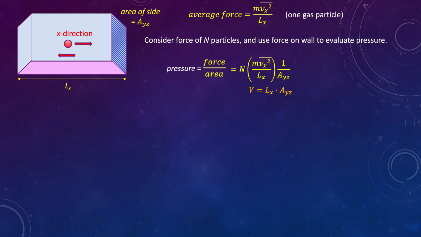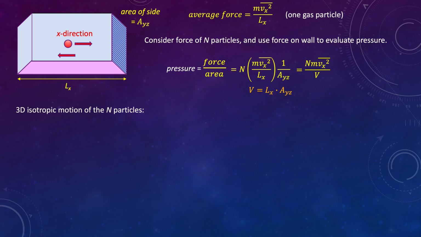Now, I'll notice that here, the length of the box in the x direction times the area of the box in the y and z directions is simply the volume of the box. So rather than deal with particular dimensions here, I'm simply going to substitute the volume in there so that I can rewrite this pressure as simply the number of particles times this average velocity squared times mass divided by the volume. All right, now a question that arises now is, what if we want this particle to move in many directions? It doesn't have to just move in the x direction. Is there a way that we can include that?